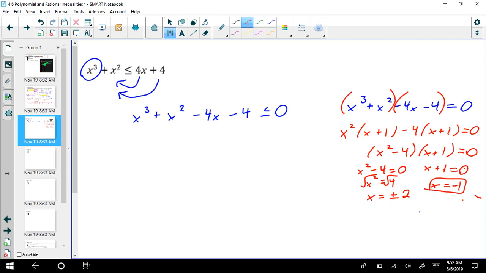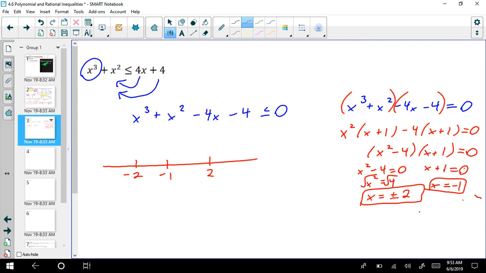So there's 3 numbers here that I have to deal with. -1, 2, and -2. So those would have been my answers if the original problem would have been an equation, but it's not. So let's put our numbers in order from small to big, small to big, and now we're going to have to check things.